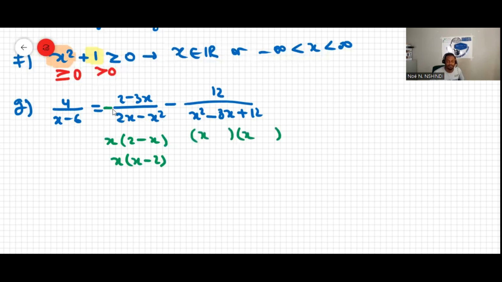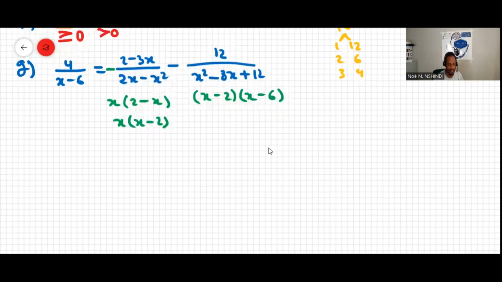We look at a product of 12 that makes a sum of negative 8. Let me just list them so we can all see. 12 factors are 1 and 12, 2 and 6, 3 and 4. You can note that with 2 and 6, we can make negative 8 if it's minus 2 and minus 6, sorry. So the common denominator here must be x, x minus 2, and x minus 6, okay?